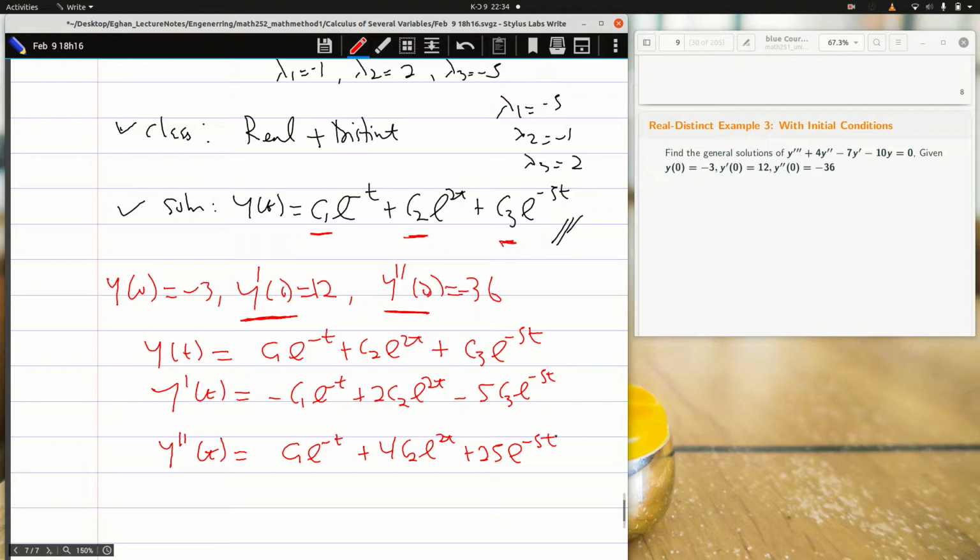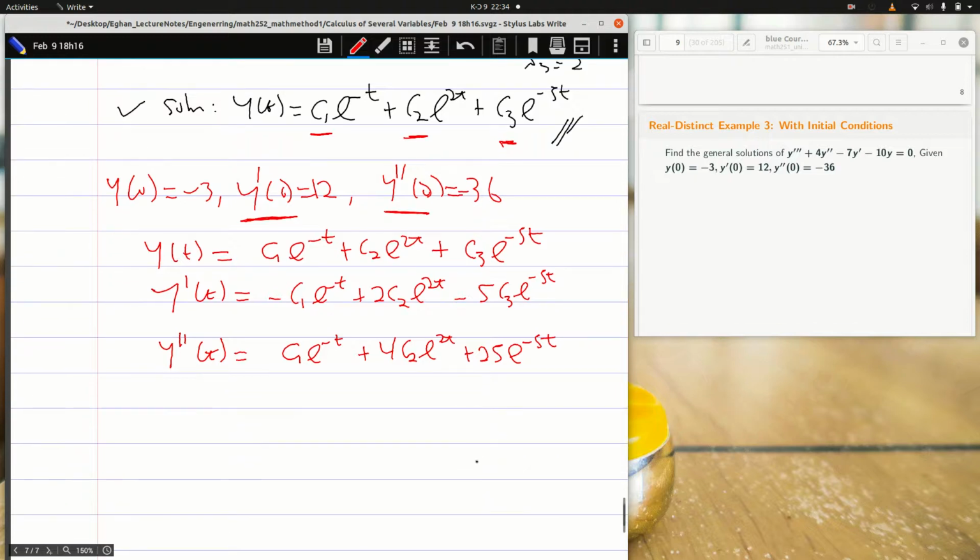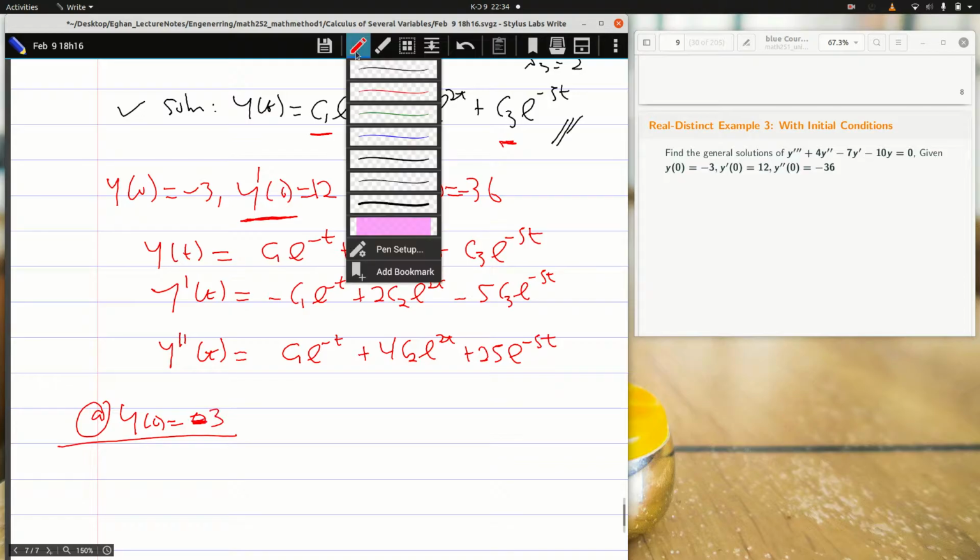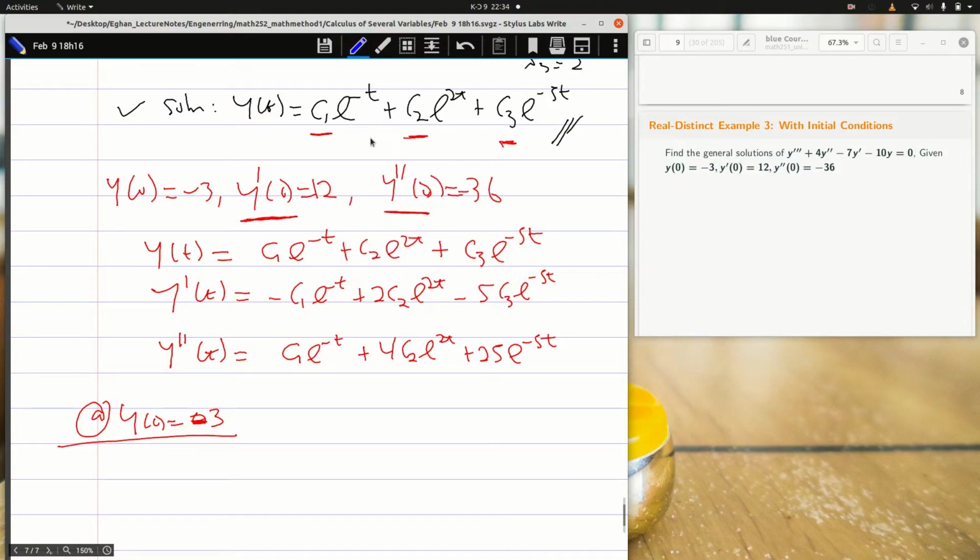Now I have to substitute the conditions in. So at the first point, y(0) is equal to -3. At -3, I'm going to get -3 is equal to, wherever I see t, I place 0. So that'll be C1 plus C2 plus C3.